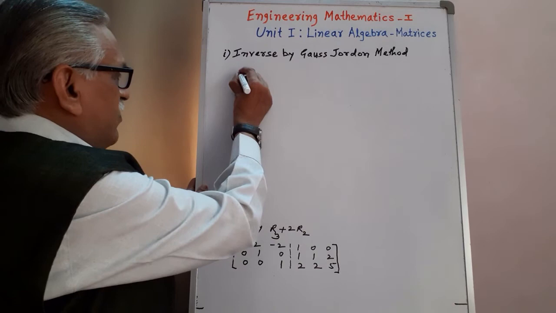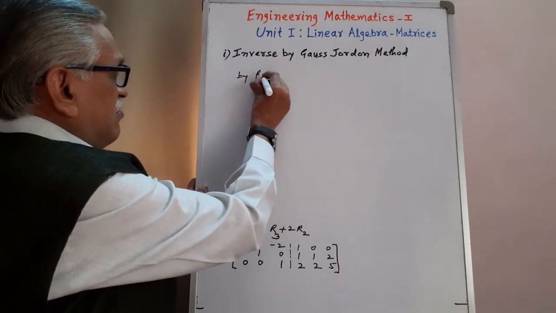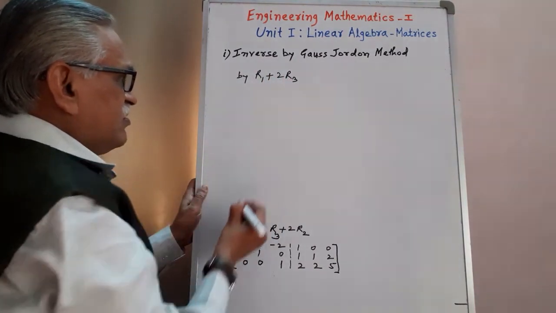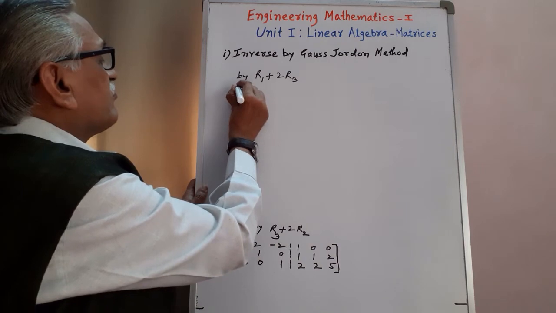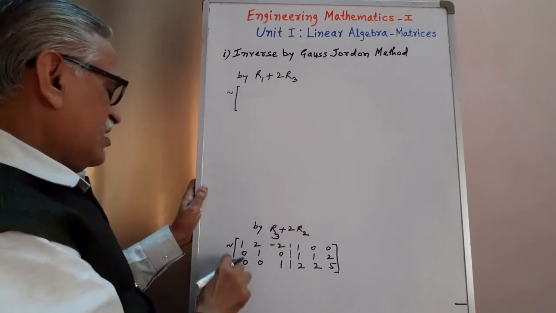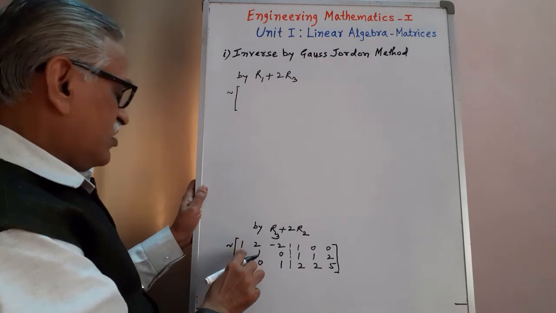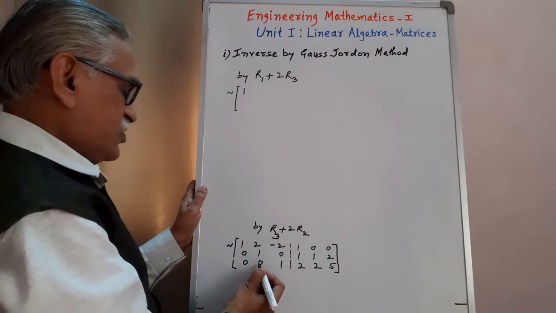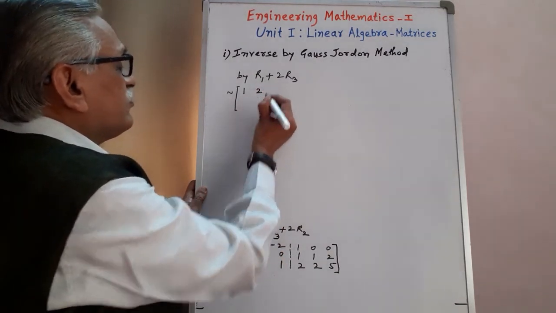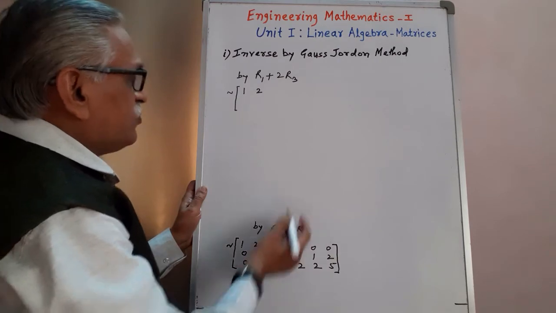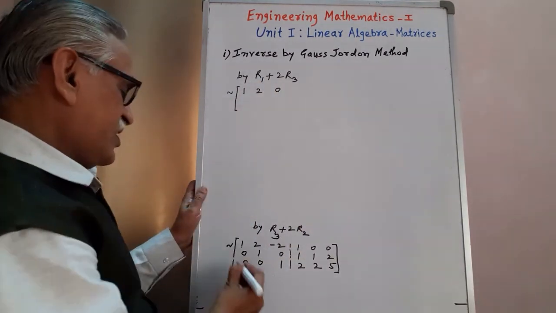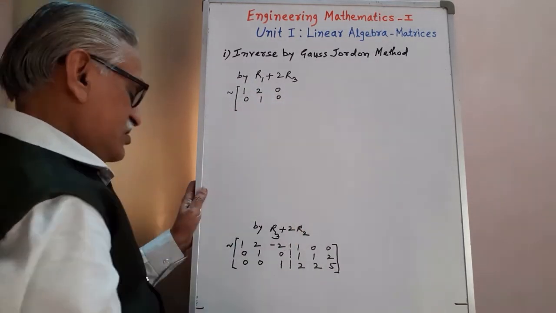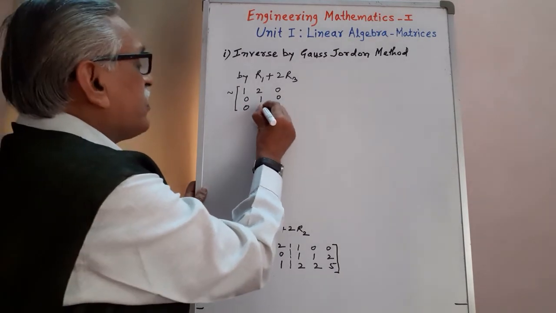Means this is R1 plus 2 times R3. We get changes in the first row. 1 plus 2 times 0, we get 1. 2 plus 2 times 0, we get 2. Minus 2 plus 2, we get 0. Second and third row no change: 0 1 0, and third also no change: 0 0 1.